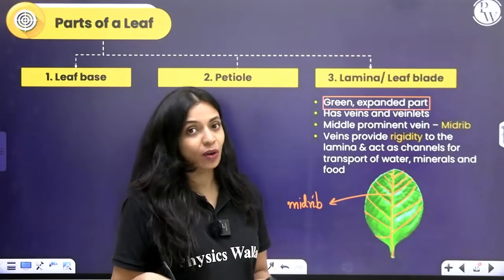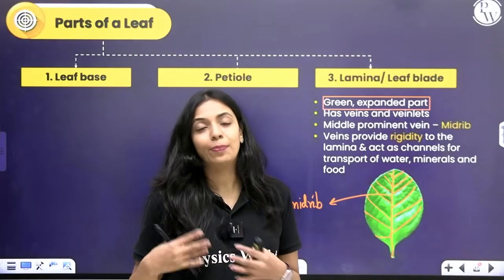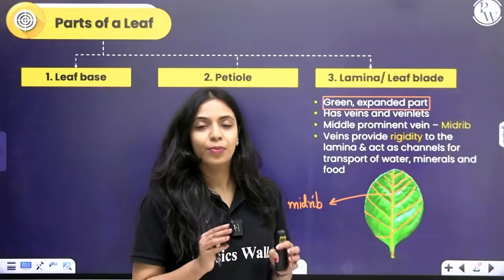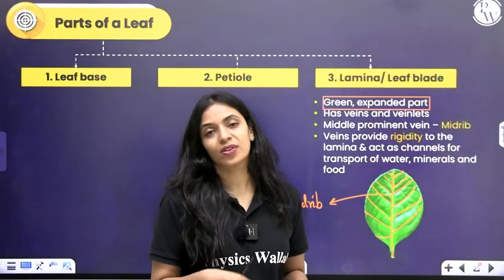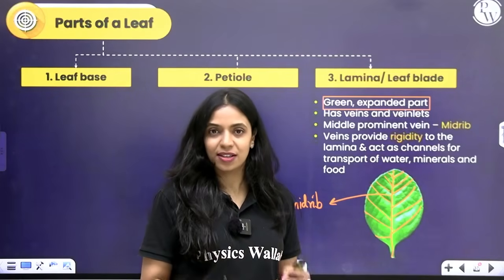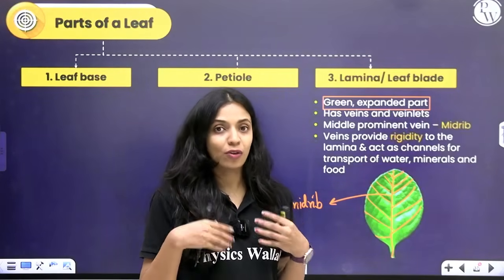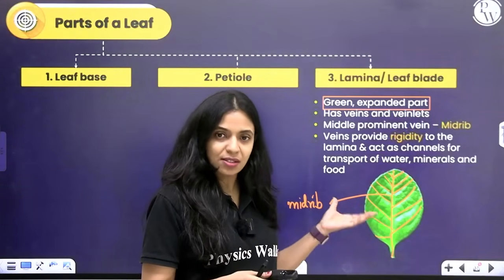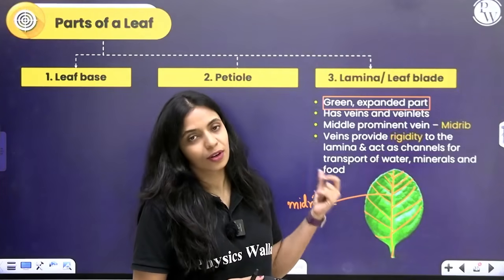The veins' function obviously is to help in transport, but it does offer protection as well, because when you look at xylem, most of the cells in xylem are dead cells. Whenever there are dead cells, they will have very thick walls, so they can offer mechanical support. So these veins offer mechanical support also to the leaf.